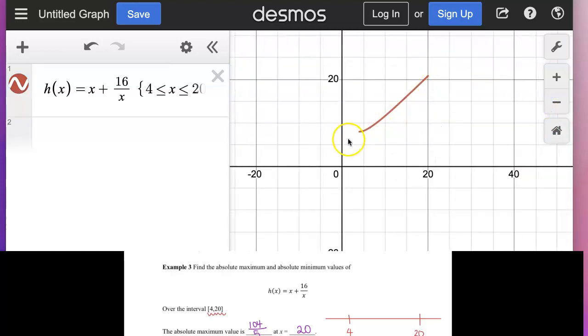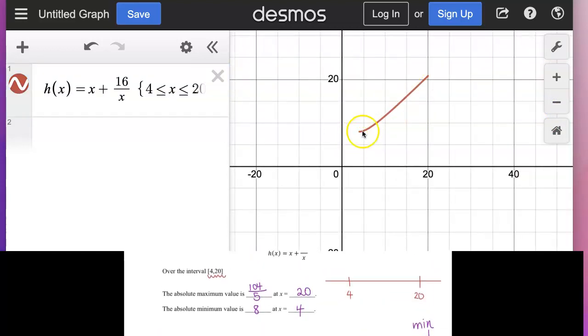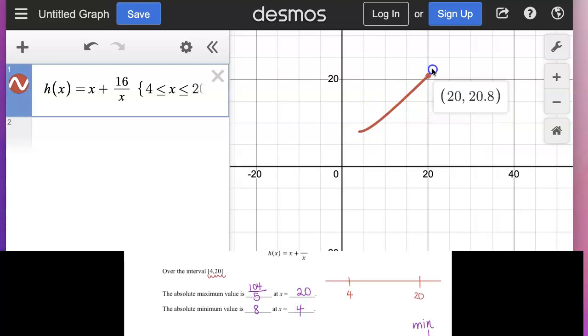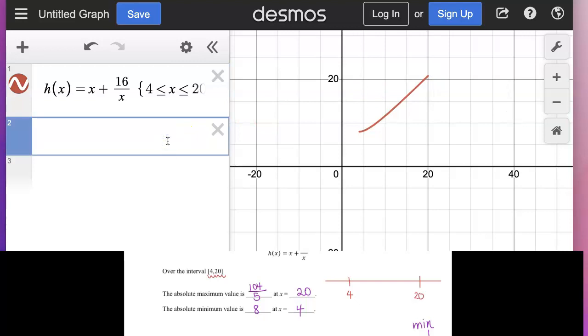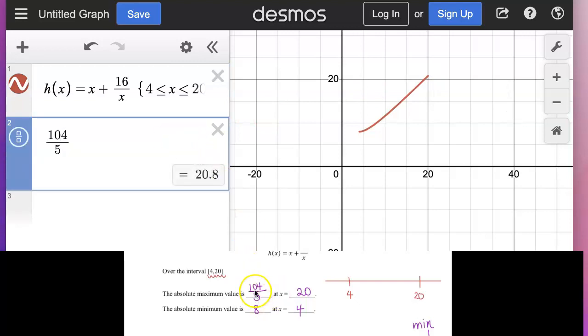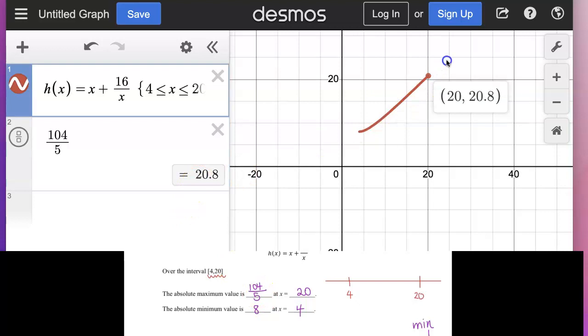Look at this graph. What is the highest point of this graph? 20.8 is the highest point, and that happens at x equals 20. I had a fraction, so I want to make sure that matches that decimal. 104 divided by 5, remember, that's my value. Oh yeah, and they are the same. So we got the absolute maximum right. It happened at x equals 20, and the highest value this function reached was 20.8.